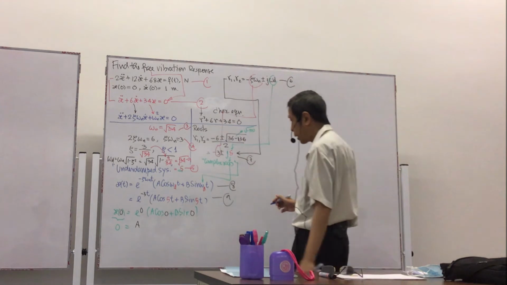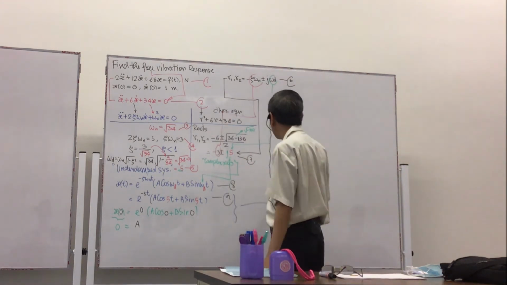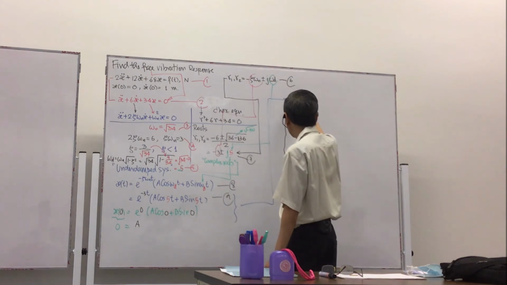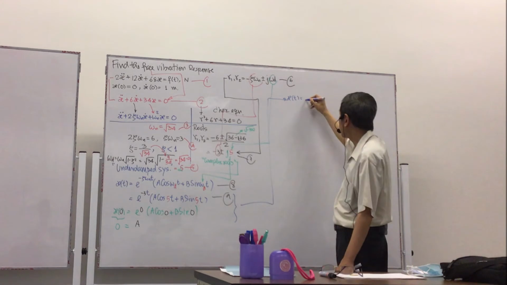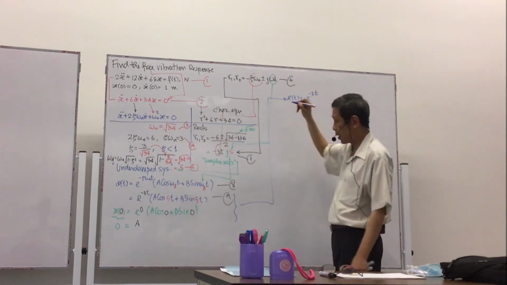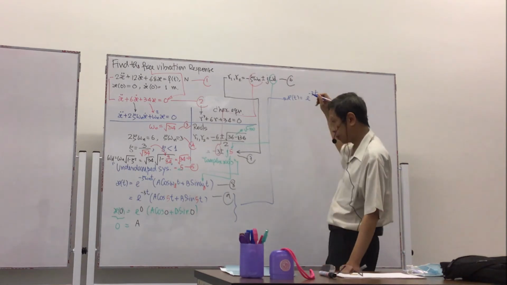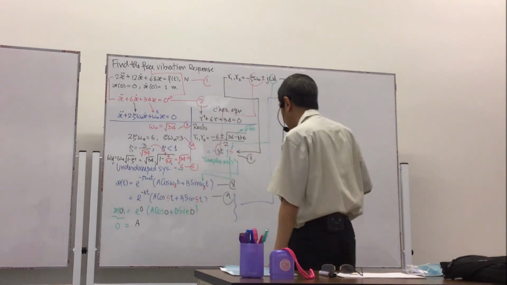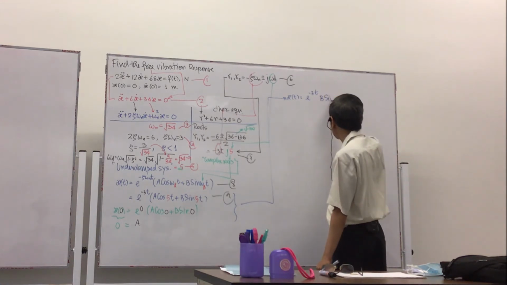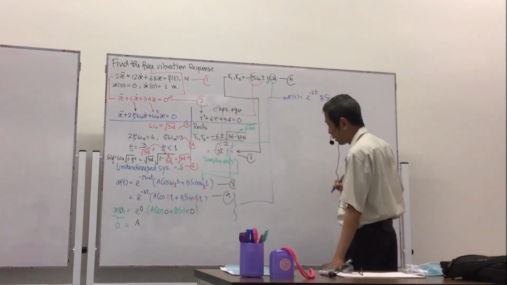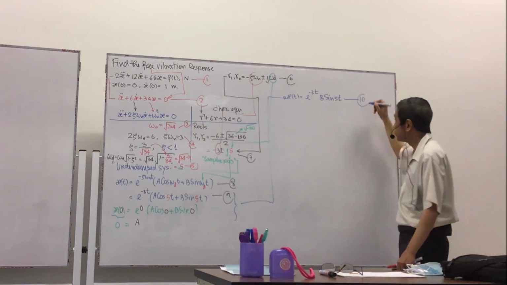I can do this differently by combining this one. We can see that x of t, since a equals 0, will be e to the minus 3t, with a being 0. So this becomes b sine 5t. Let's call that equation 10.